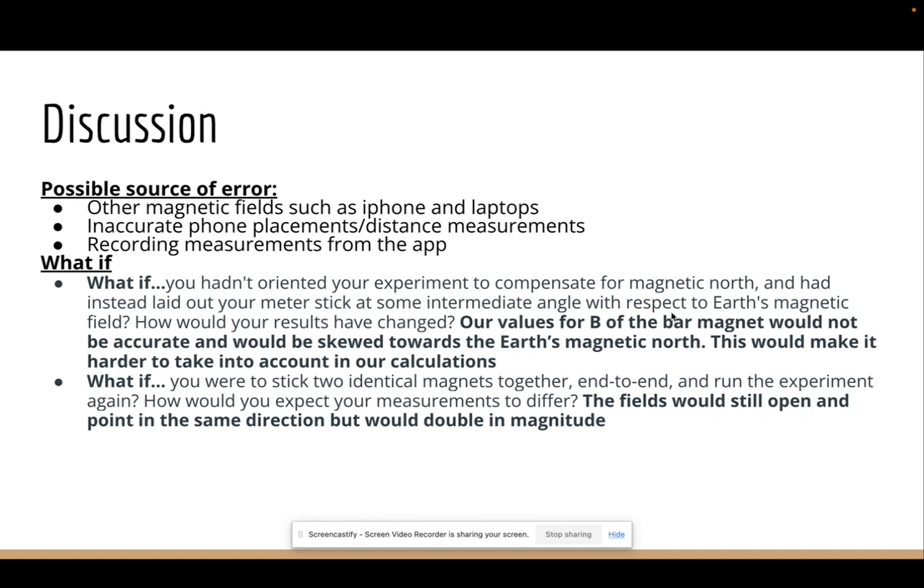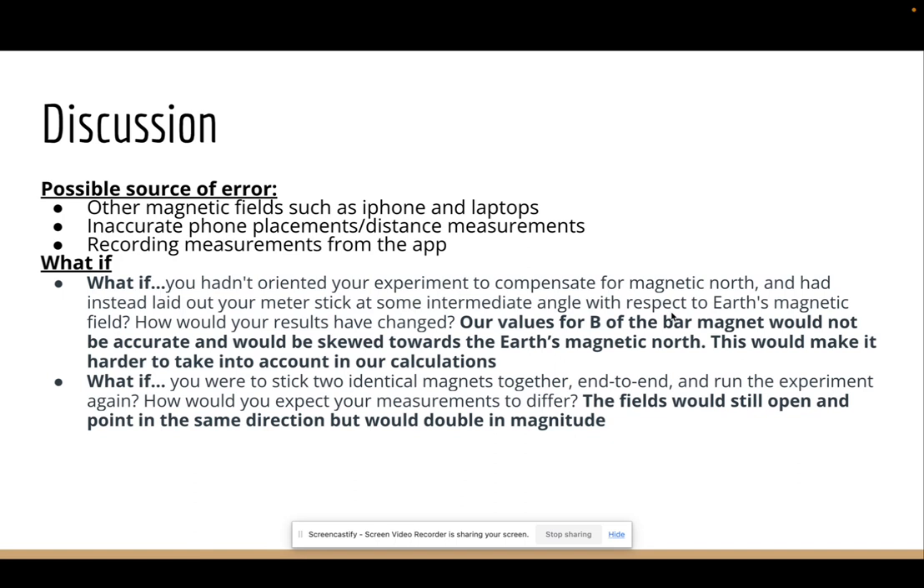And then the what-if questions. What if you hadn't oriented your experiment to compensate for magnetic north, and had instead laid out your measurement stick at some arbitrary angle with respect to the Earth's magnetic field? How would your results have changed? Our values for the B of the bar magnet would not be correct and would skew towards the Earth's magnetic north. This would make it harder to take into account our calculations.